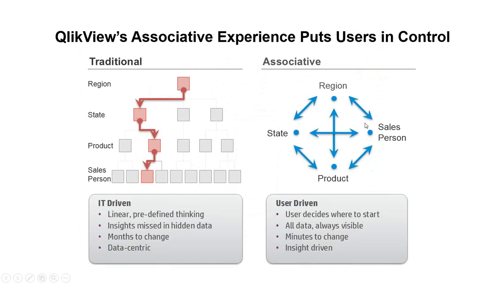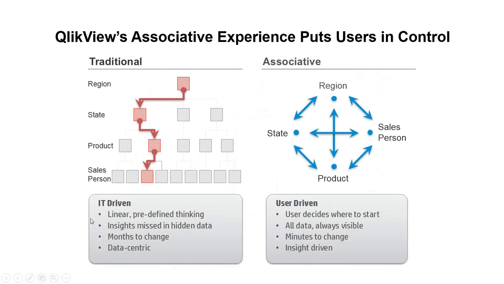But when it comes to the associative property of QlikView, you can on the fly change the city for which you are seeing the data, the month for which you are seeing the data, or the day for which you are seeing the data. If the option is provided on the dashboard, you can also select the salesperson for whom you want to see the data. You can also select the product for which you want to see the amount of sales that have been generated.